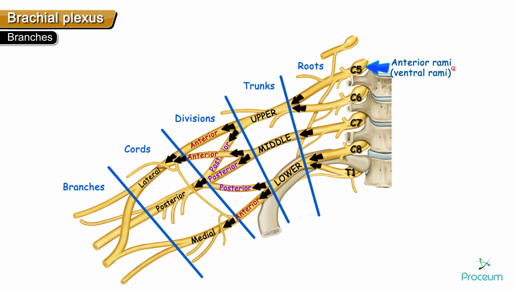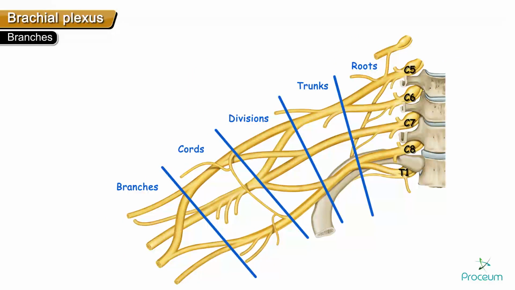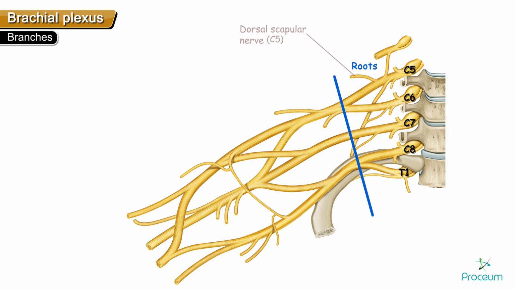Now coming to the branches of the brachial plexus. Branches from the brachial plexus can arise from the roots, from the trunks and the cords, but there are no branches from the divisions. The branches that come out from the roots of the brachial plexus are dorsal scapular nerve, which takes origin from the C5 root. Long thoracic nerve, also called the nerve of Bell or the nerve to serratus anterior, takes origin from C5, C6 and C7 roots of brachial plexus.